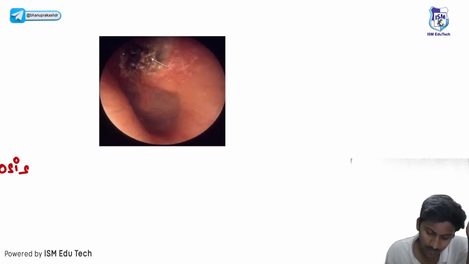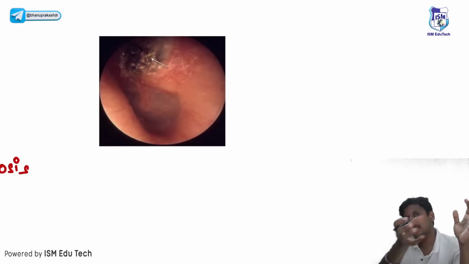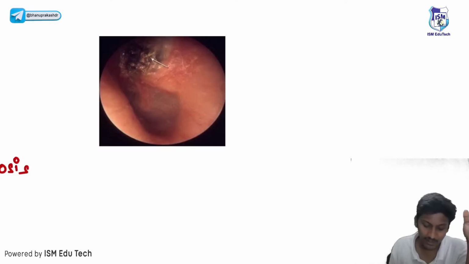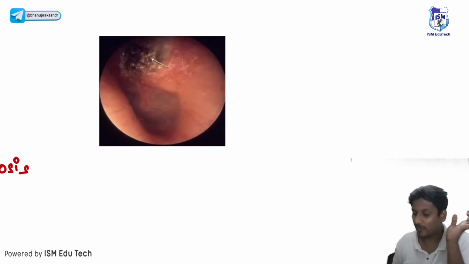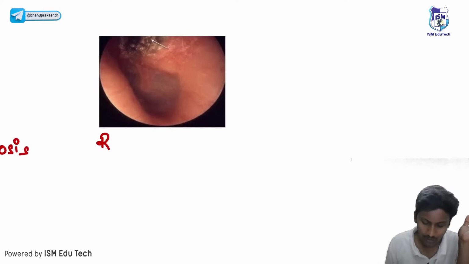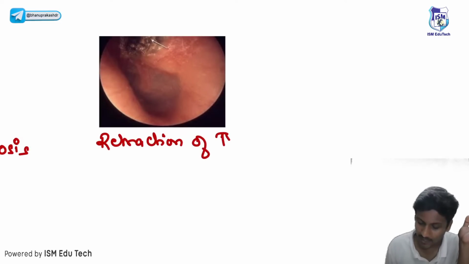Now definitely what is seen over here is that the tympanic membrane is sucked inside. The tympanic membrane has been pulled inside. Why? Because there is suction of the tympanic membrane inside. That is also known as retraction of tympanic membrane. That is what is called retraction of tympanic membrane, guys.